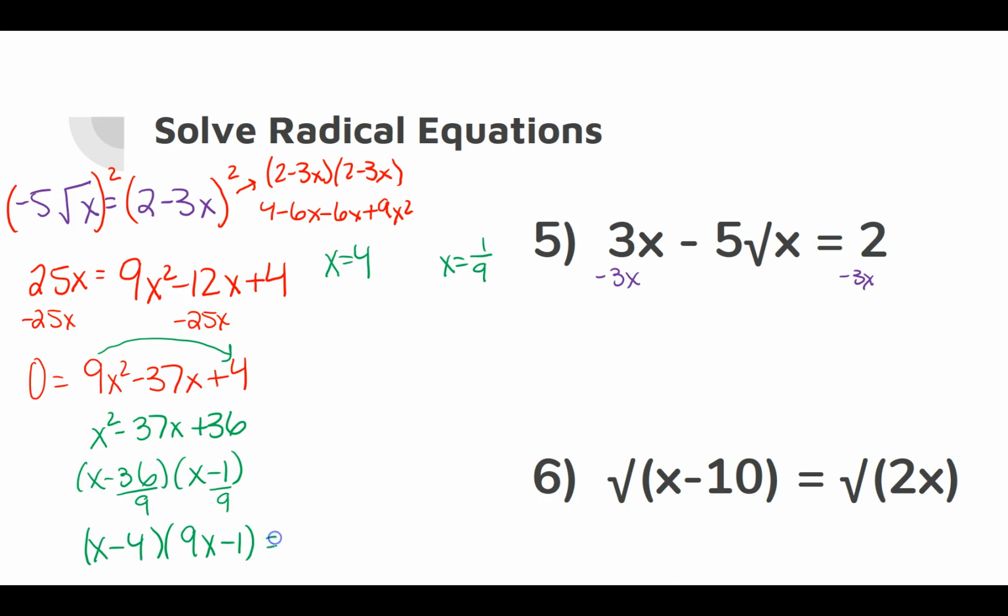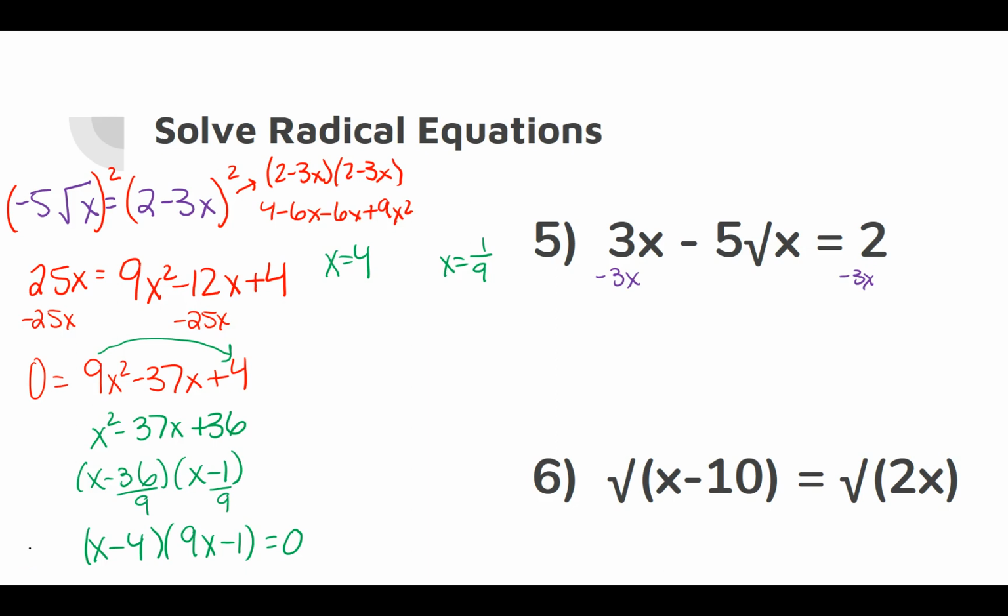If this was equal to 0, you would add 1 and divide by 9 to get x by itself. Don't circle. Oh my god. Well, it was a square root. We got to check. Okay, so we got to plug it back in.